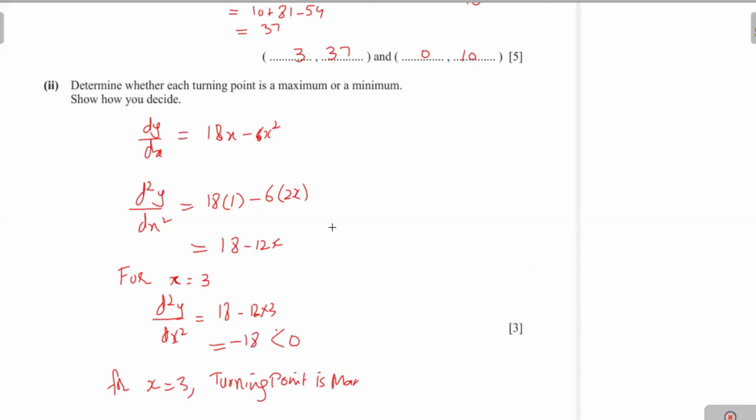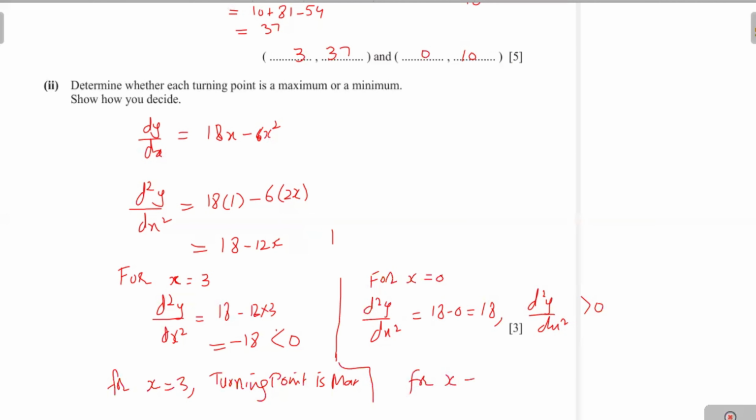Next, we see the turning point for x equal to 0. For x equal to 0, this second derivative d squared y over dx squared value becomes 18 minus 0, that's 18. And therefore, d squared y over dx squared is greater than 0. It means at this position x equal to 0, the turning point is a minimum. We write for x equal to 0, the turning point is minimum. This is the answer.